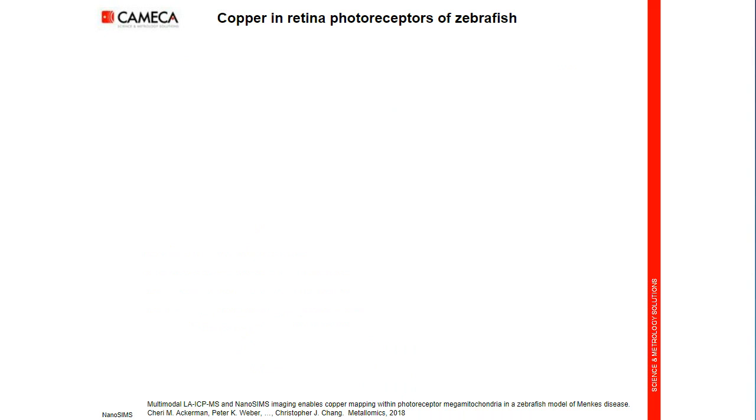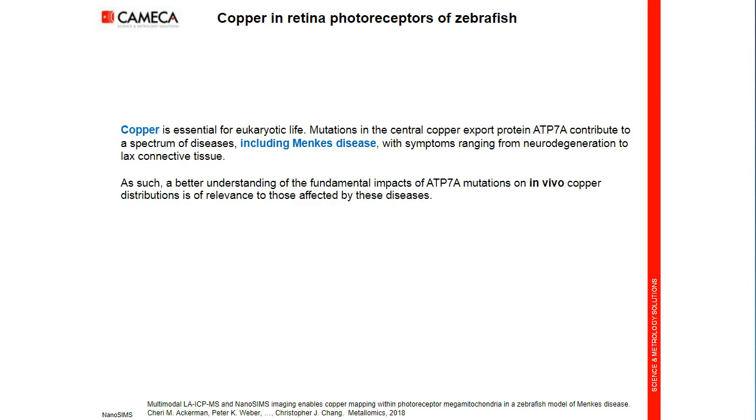These slides will illustrate the great power of combining different imaging and analysis techniques at different scales, and it will be based on a paper by Christopher Chang in Metallomics in 2018, dealing with copper in retina photoreceptors in the zebrafish. Copper is essential for eukaryotic life, and mutation in a protein, ATP7A, contributes to a spectrum of diseases, including Menkes disease.